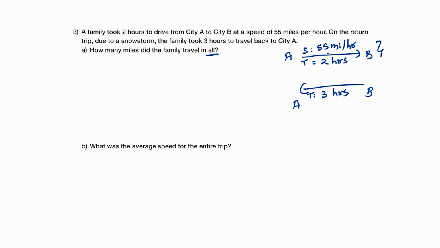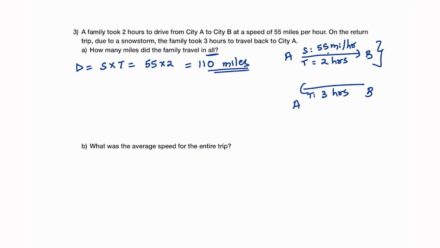Now from A to B, we have speed and we have time. So we can find the distance, right? So distance will be speed times time. So that's 55 times 2, and that's 110. And the units will be miles. So we know A to B.